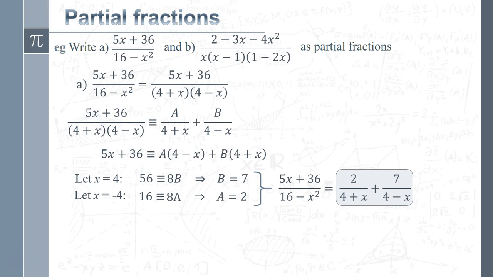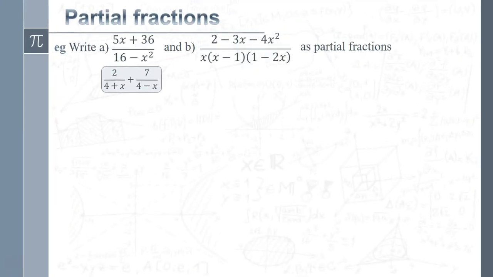Nice thing with these, if you wanted to, you could always check that it works out, because all you've got to do is just do the adding again and prove that on your denominator you get back to the 5x plus 36. So it's fairly easy to check them. Right, on we go to part B.